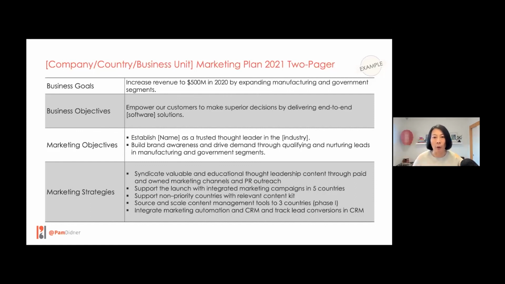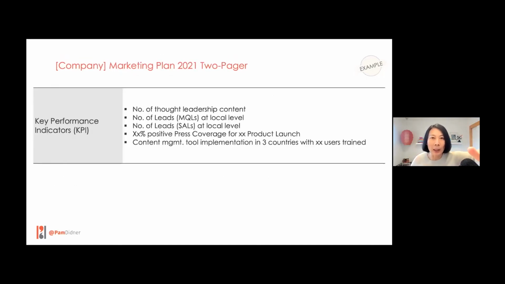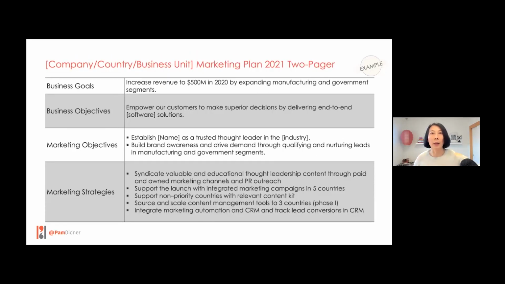For this marketing strategy, remember I said it's based on your strategy and objective, then your KPI at a higher level, not necessarily at the team level, should be something related to the number of thought leadership content pieces produced, the number of leads at the local level, sales accepted leads, and marketing qualified leads, right? And because they are launches, a certain percentage of positive press coverage, the number of product launches, and content management tools implementation in 3 different countries with the number of users trained, right? So these KPIs or measurements align with the marketing strategies. Do you see the connection, right? At a much higher level.